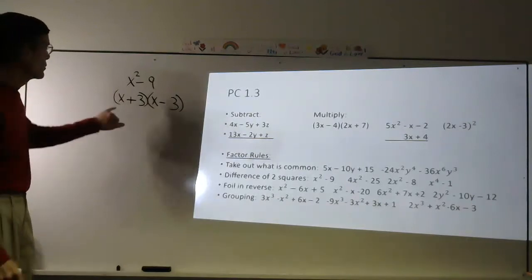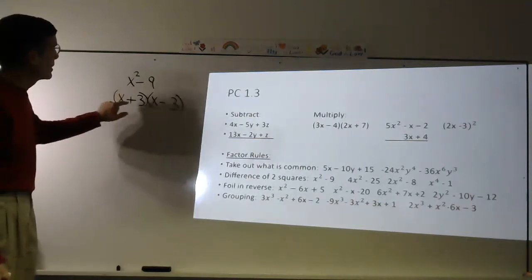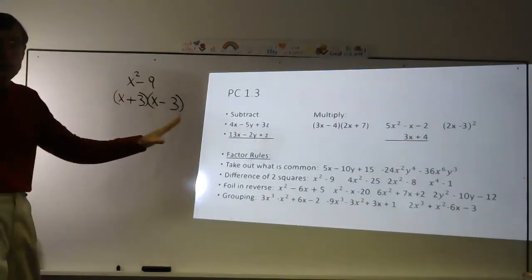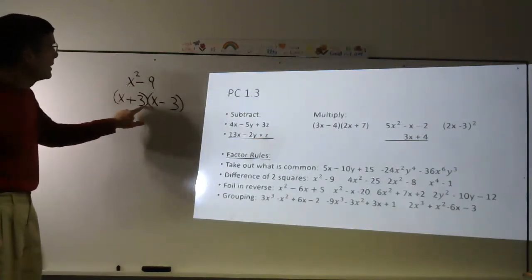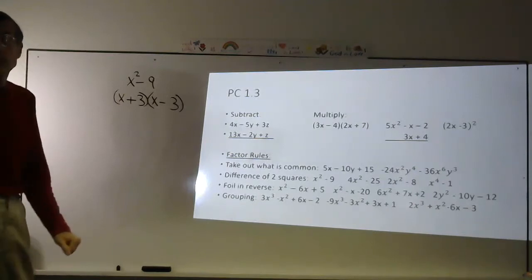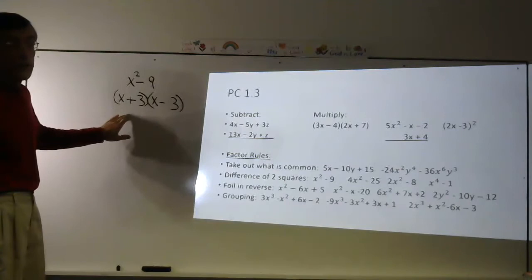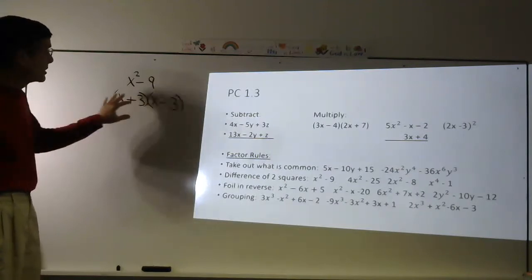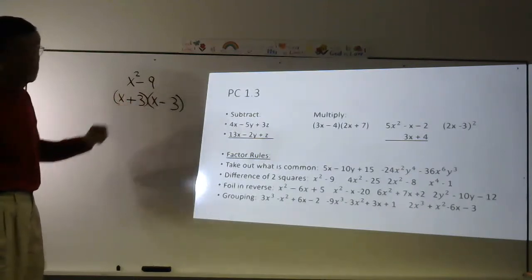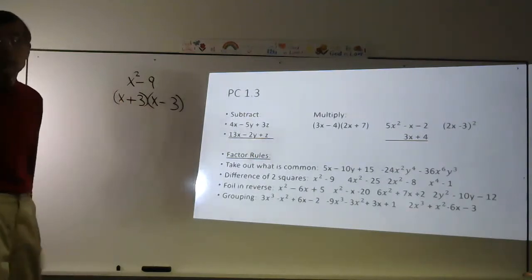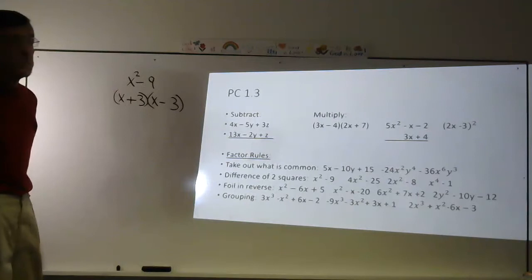All right, now you can check your work. X times x is x squared. Your outers are negative 3x. Your inners are positive 3x. They go away, no middle term. And 3 times negative 3 is negative 9. Okay? These are called sum and difference factors because they're actually identical except for the plus and minus. And when you multiply them out, your outers and inners will go away. There's no middle term up there.